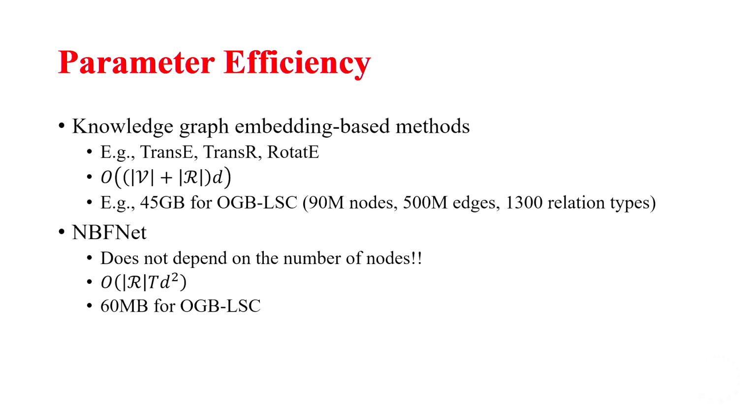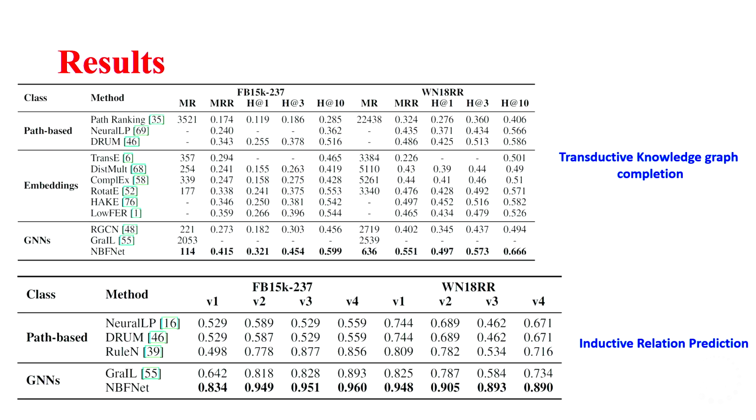Another important point of this is that they're very parameter efficient. The current state-of-the-art methods for knowledge graphs are embedding-based methods. Since they need an embedding for each node, that takes about 45 gigabytes for a given data set, while we only need embeddings for the relations, and so we just have 60 megabytes. Besides all the benefits of being inductive and scalable, it is also much superior to the previous embedding methods and vastly outperforms them, which is very nice.